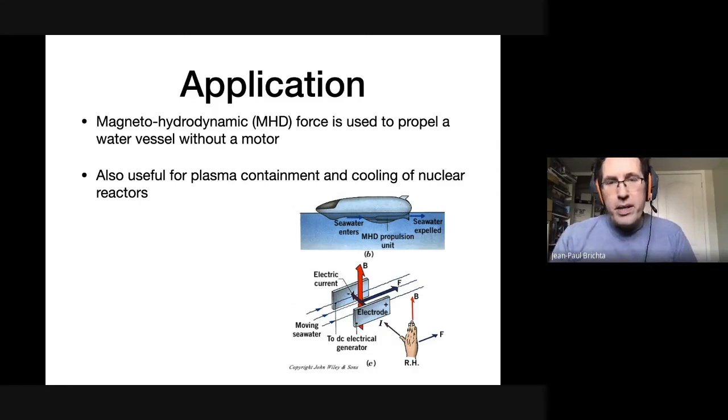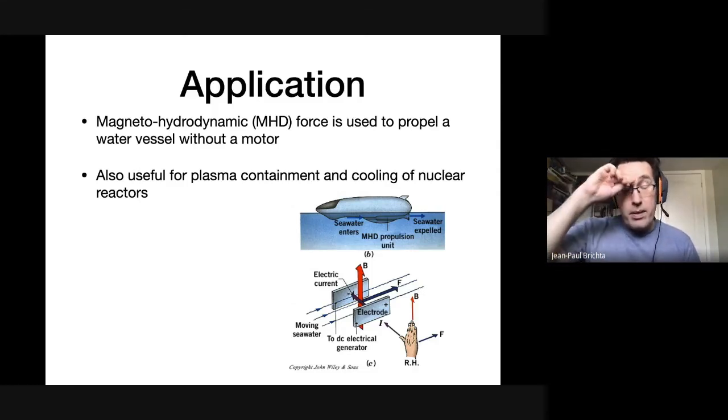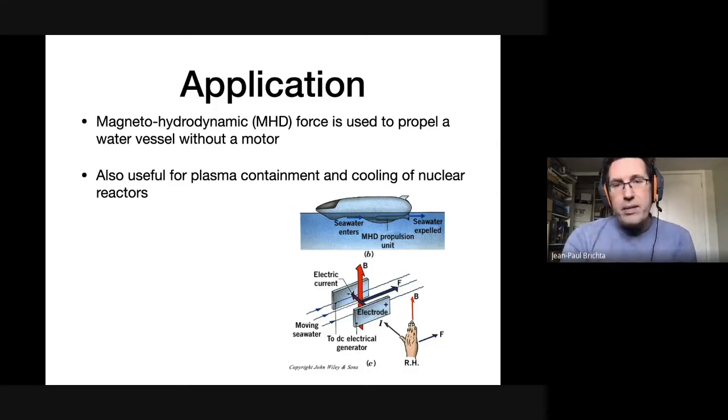Seawater enters through an intake, and then you basically have this electric field. You have an electric current between the electrodes, okay, and so that's basically your charged water. Your velocity vector is going that way, and then your B field is up, and you have a force backward. So kind of interesting design.